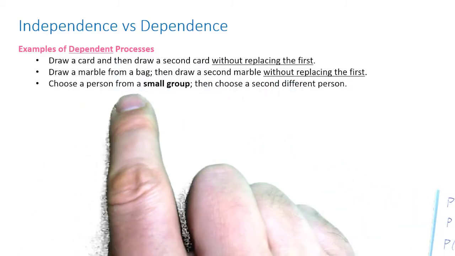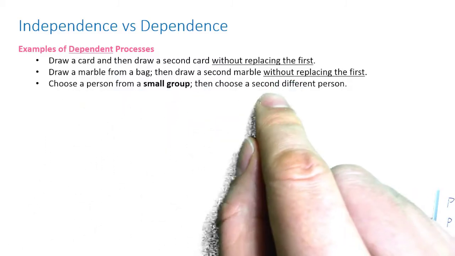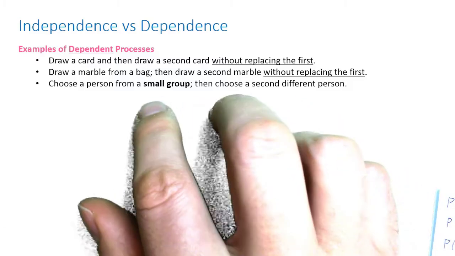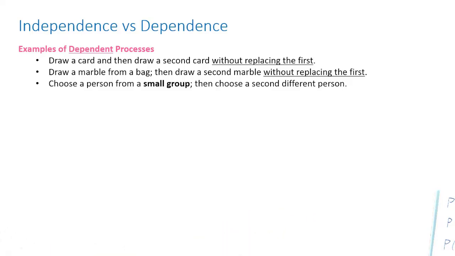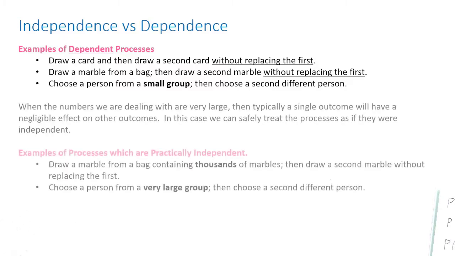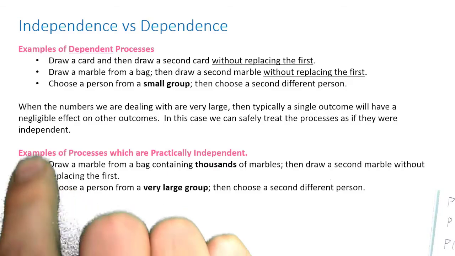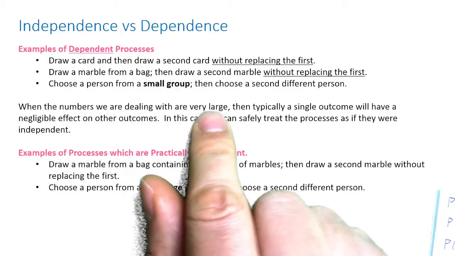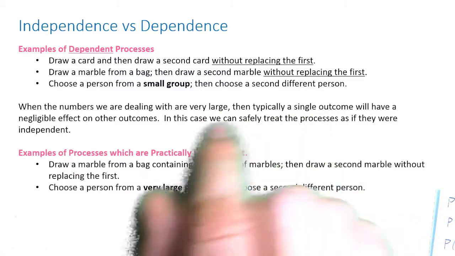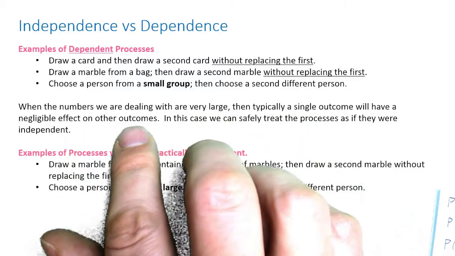If I choose a person from a small group and then choose a second different person, these are going to be dependent events because I have removed one of the people from the group. If I removed a male the first time, I'm less likely to get a male the second time because there's one fewer male in the group. However, if we had a very large group, if the numbers we're dealing with are very large, then typically a single outcome will have a negligible effect on other outcomes.